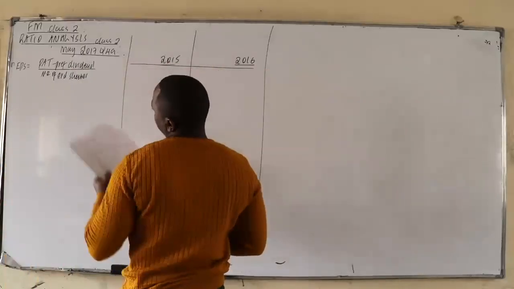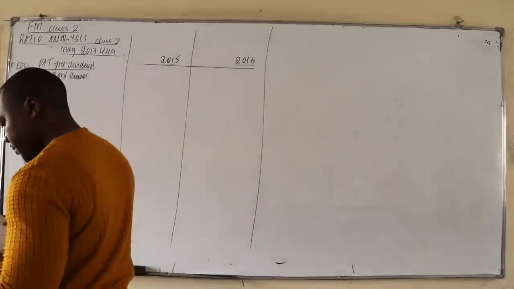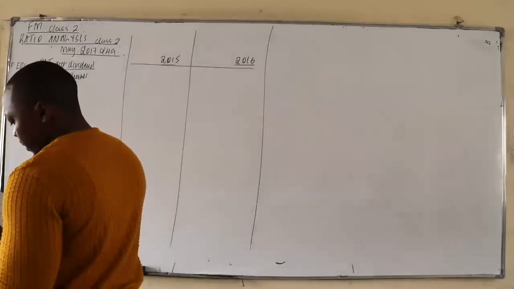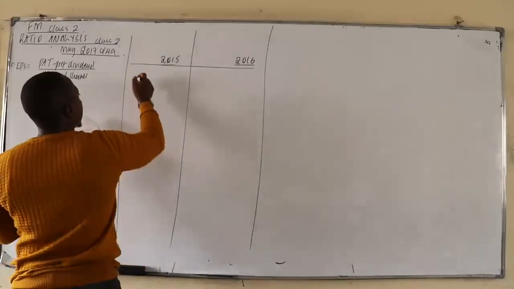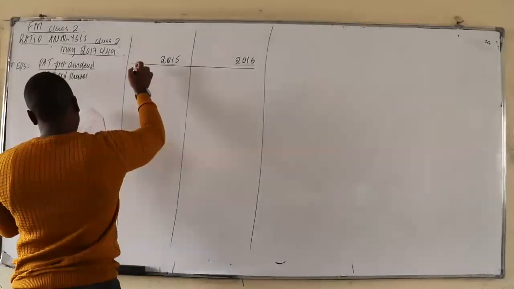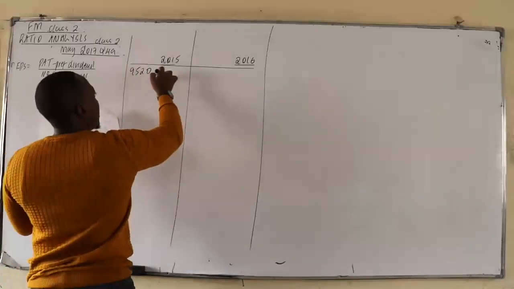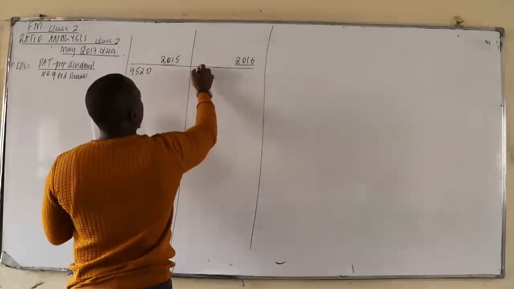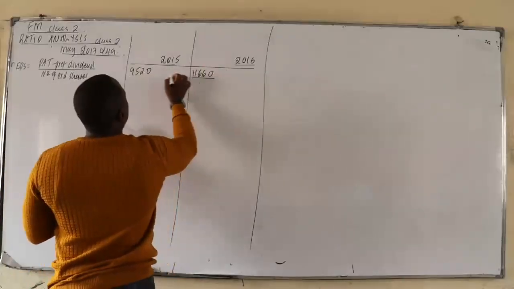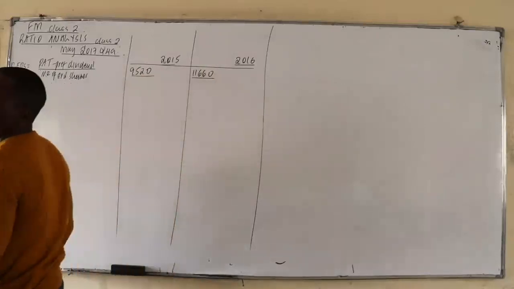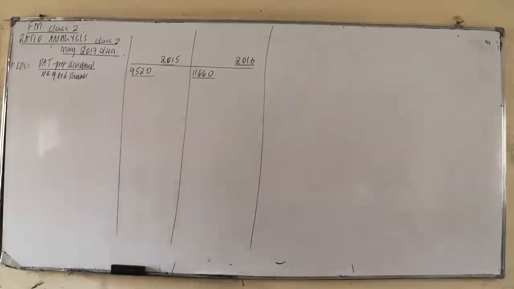So to get the profit after tax, we have the income statement. In the income statement, the profit for the year 2015 was an amount of 9520, then 2016 was an amount of 11660. Then we divide by the number of ordinary shares. So how many shares do we have?